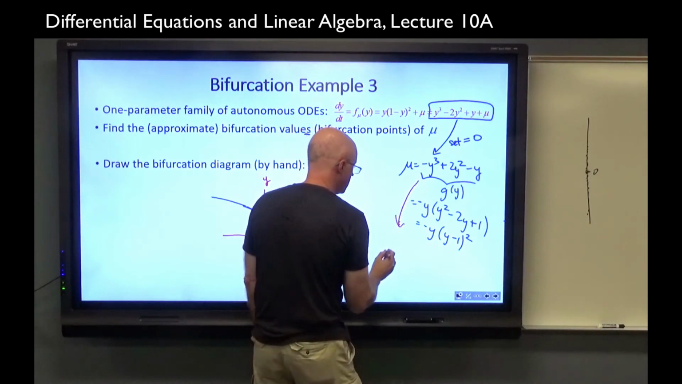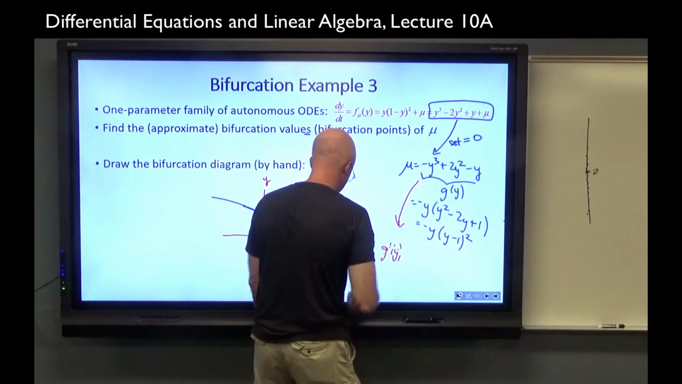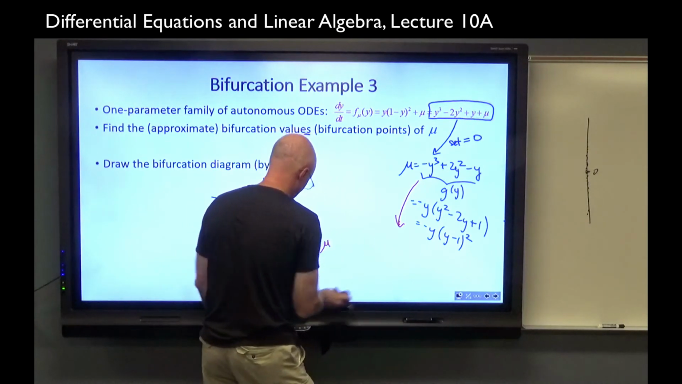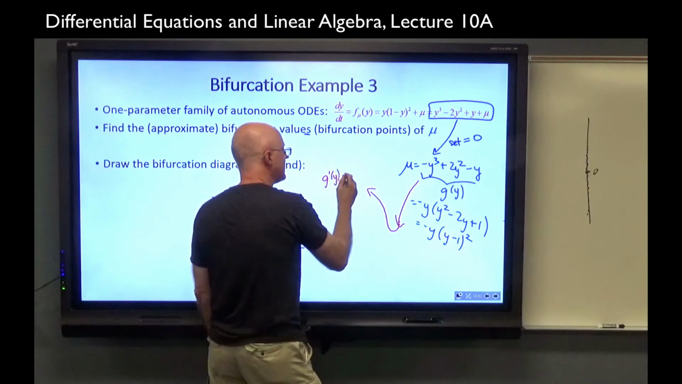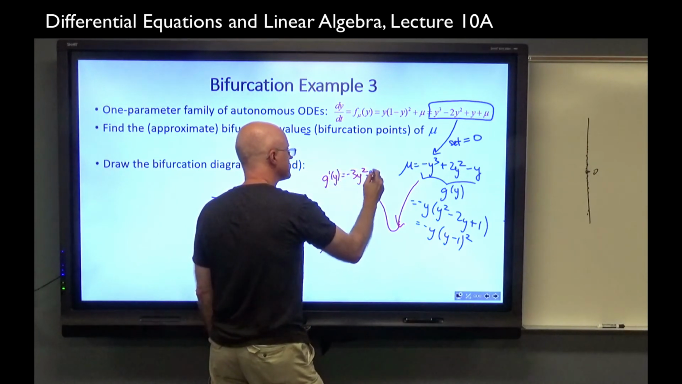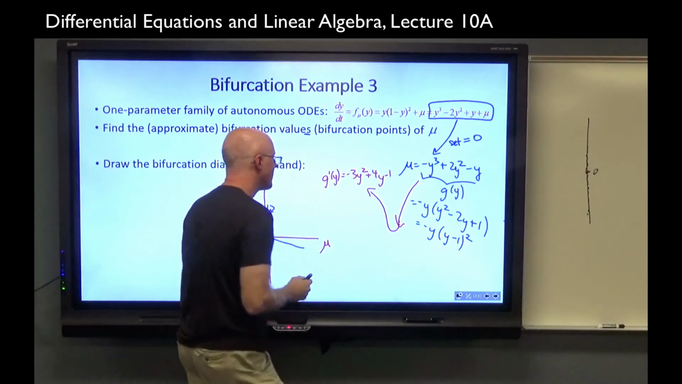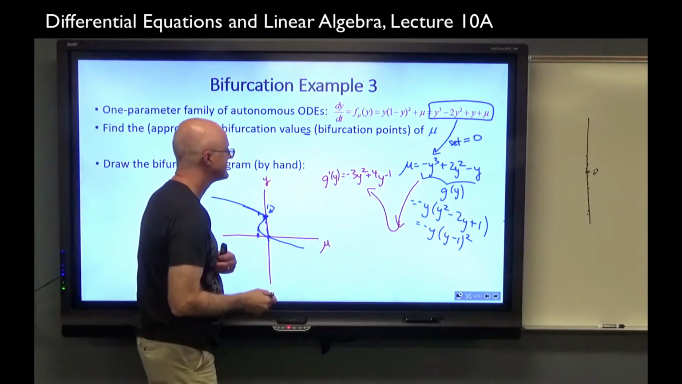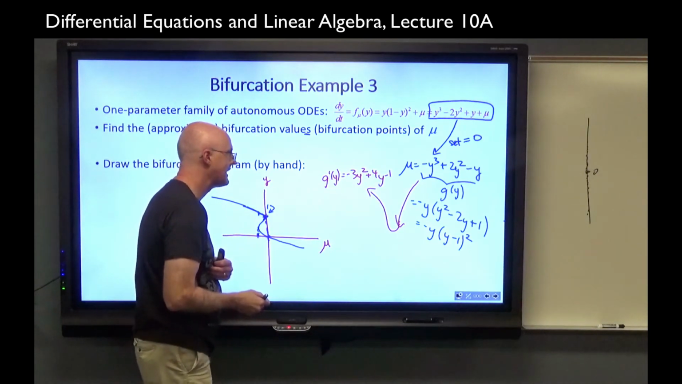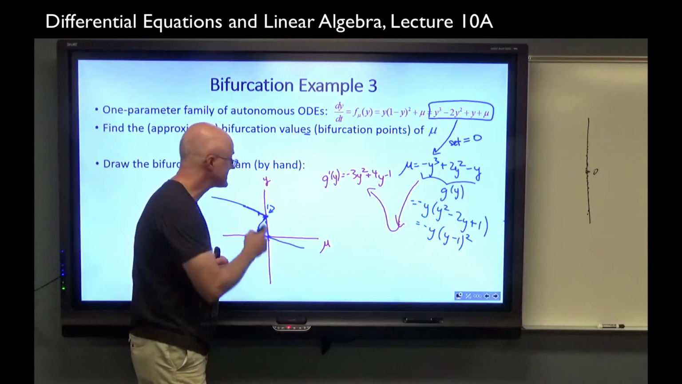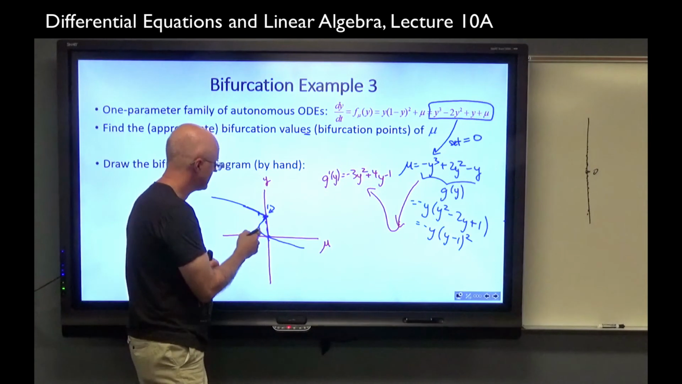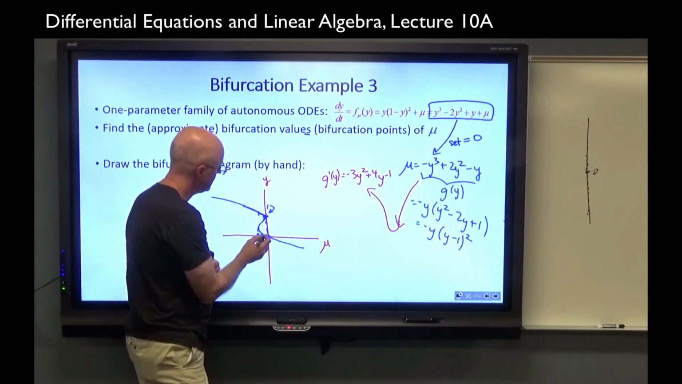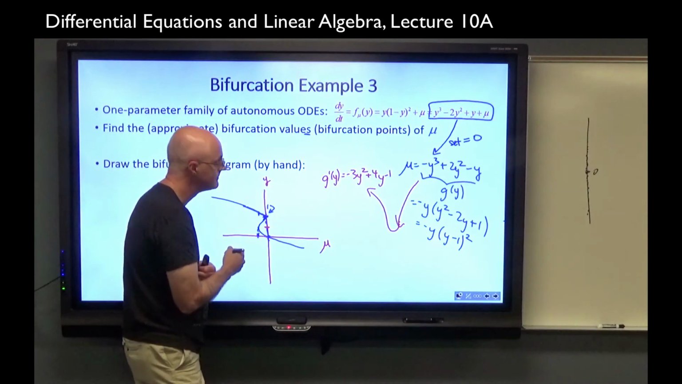Fun, fun, fun. g prime of y is negative 3y squared plus 4y minus 1. Set that equal to 0, solve for y, to find the critical points. One is going to be at y equals 1, actually. The other one is going to be some value of y between 0 and 1.